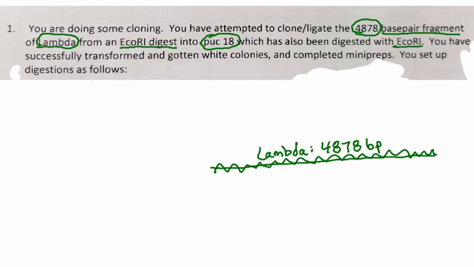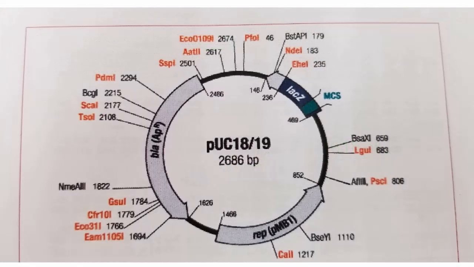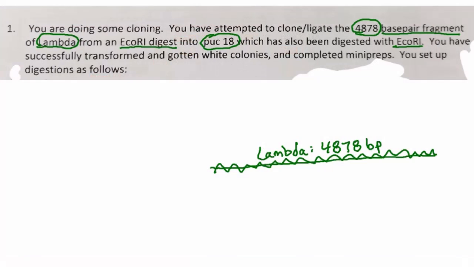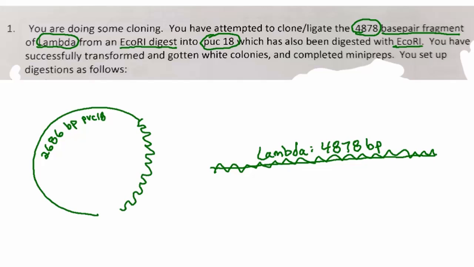So how big is a pUC18 usually? So here's a picture of the pUC18, and it says there are 2,686 base pairs. So if we go back to our original problem, the pUC18 is going to be 2,686 base pairs. And then this lambda is going to be 4878, which actually is a little bit longer than that.